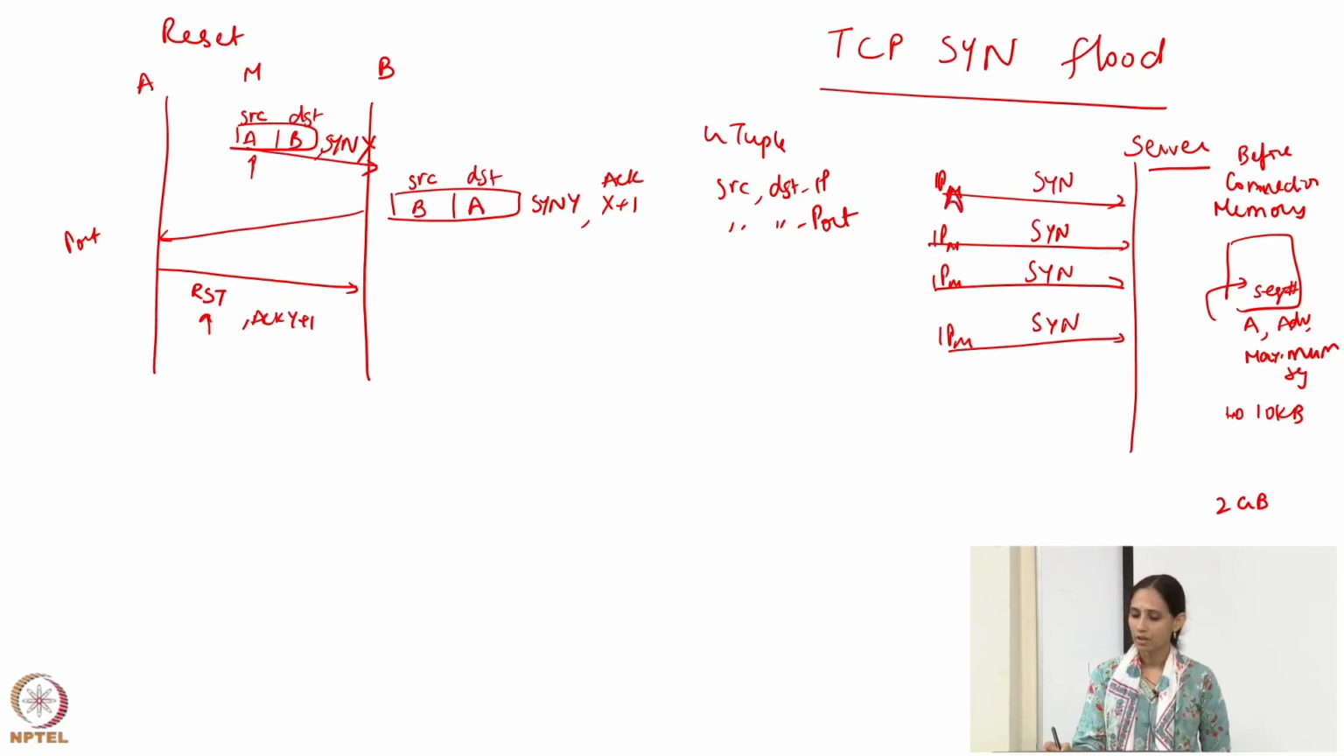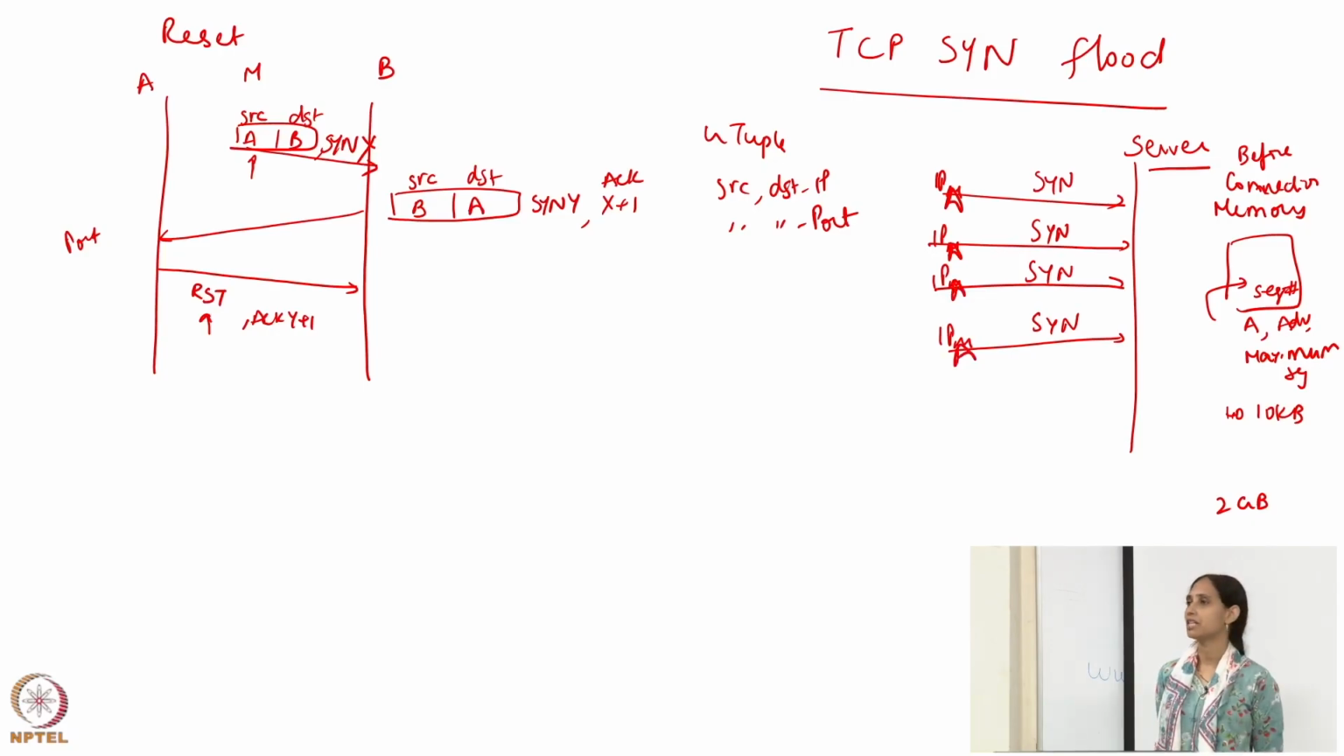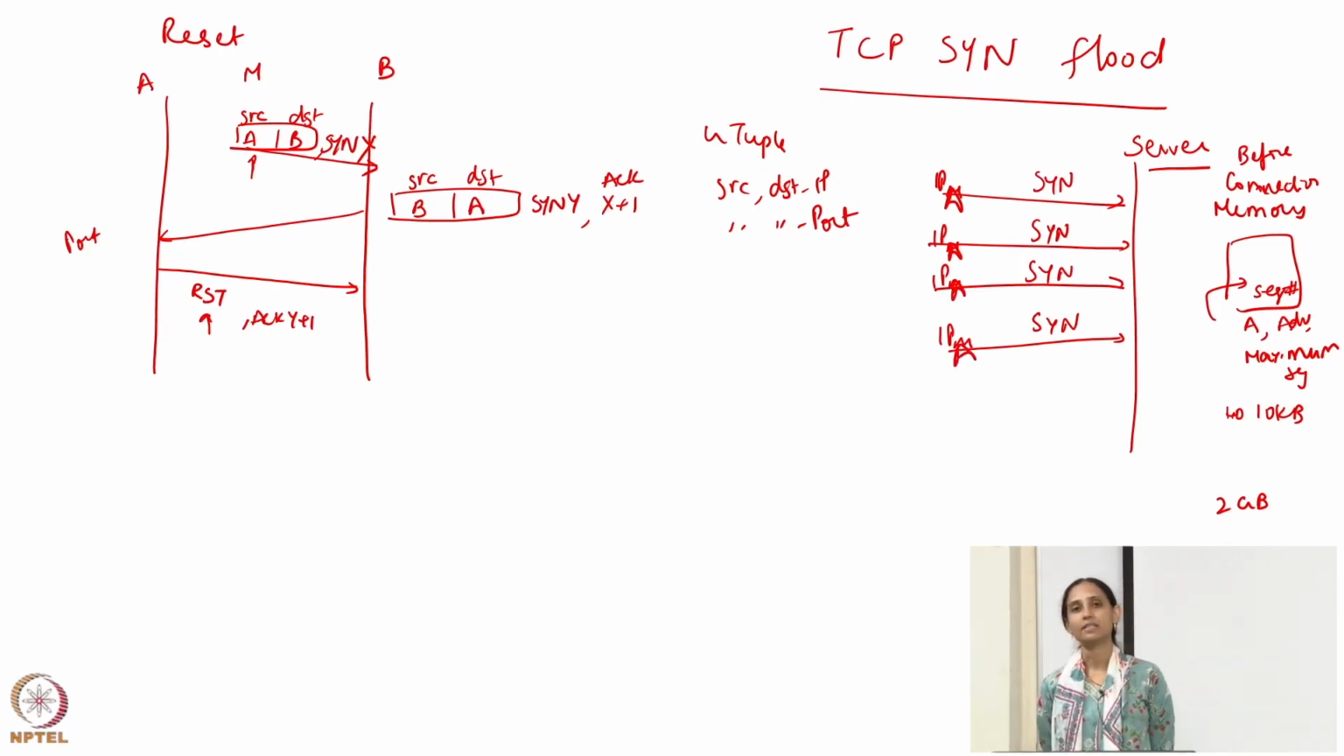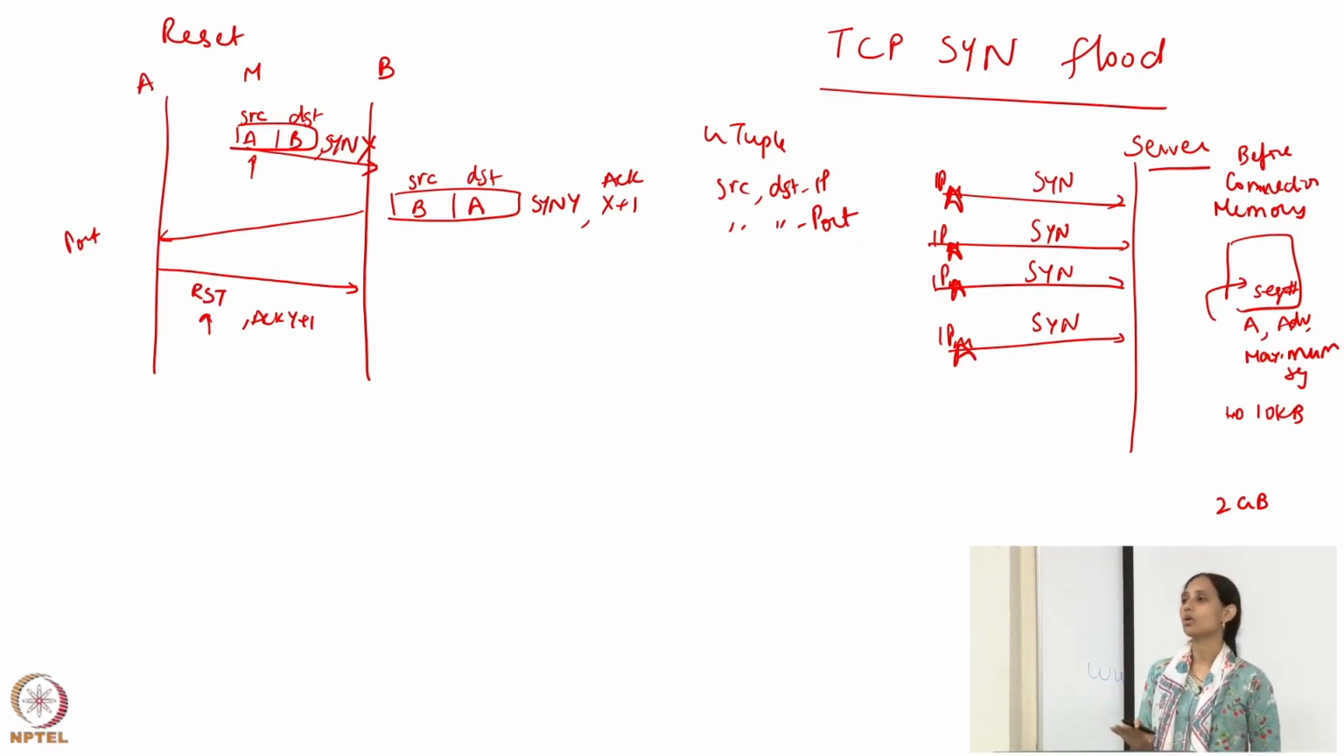What if Mallory is spoofing Alice's IP address and sending? Will this attack succeed? Yeah. In this particular case, while Mallory is sending this, the SYNACK will go to A, which will reset immediately, and once it resets, all this memory will get cleared up again. So, this attack will also not succeed if A is up.